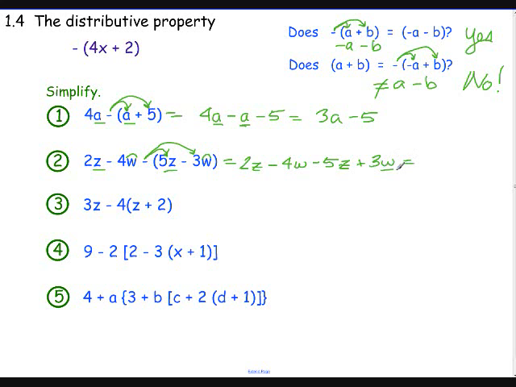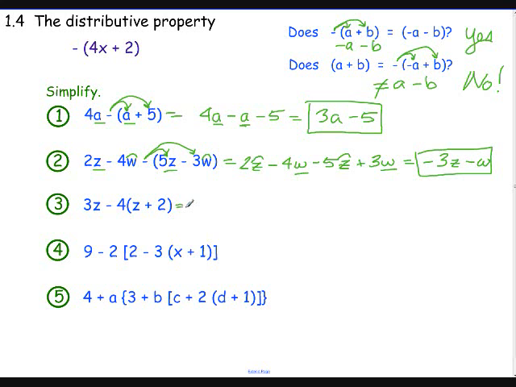So we're going to combine the w's. I'm going to combine the z's. So a positive 2, a negative 5, negative 3z, a negative 4, a positive 3, gives me a negative 1w. I won't write the 1.